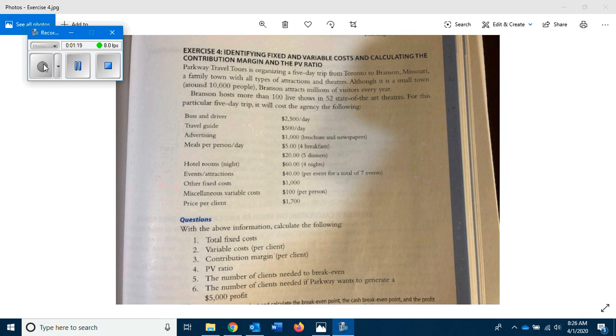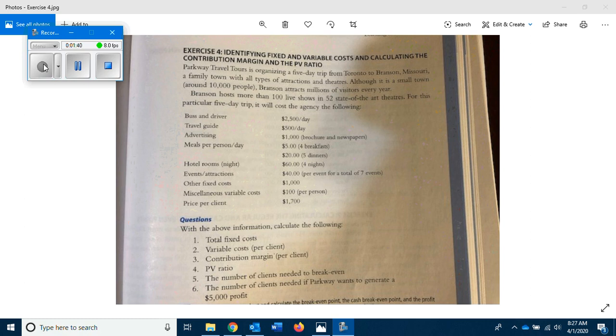Again, it doesn't matter how many people you have, you still have to pay that guide. And it's a 5-day trip, so 500 per day times 5 gives you the fixed cost associated with the travel guide. Advertising, it's a flat amount. Doesn't matter how many days, it doesn't matter how many people.